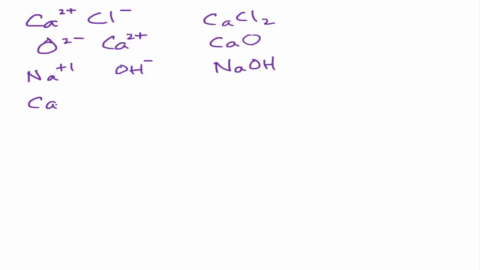How about calcium and nitrate? Calcium is 2 plus, if I remember correctly. And nitrate, there is no nitrate on the periodic table, so you know it's a polyatomic ion. Check your polyatomic ion sheet, and you're going to see it's NO3 with a charge of -1. Now, +2 -1 doesn't add up to 0.